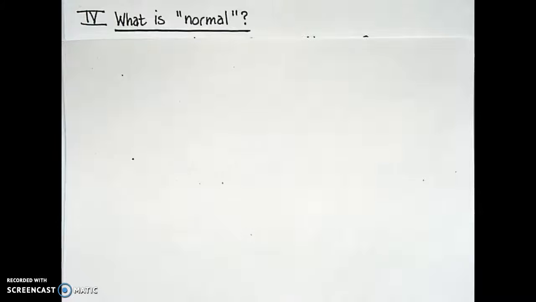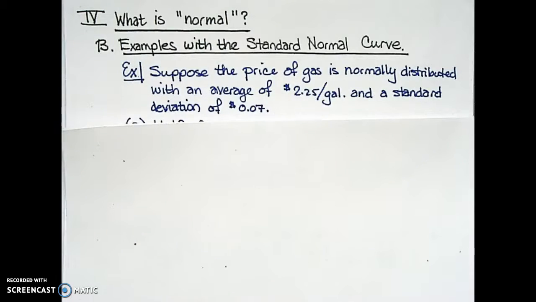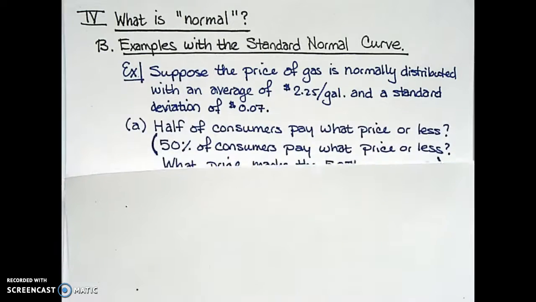In this video, we continue our discussion, what is normal? Specifically, we will consider additional examples with the standard normal curve. Recall our setup from before. Suppose the price of gas is normally distributed with an average of $2.25 per gallon and a standard deviation of 7 cents per gallon. Part A.